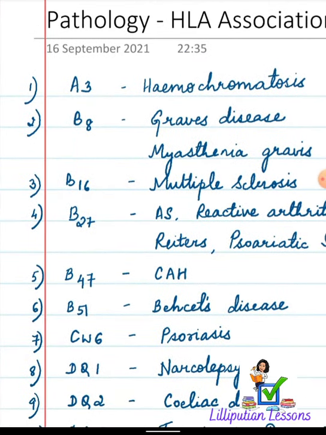So HLA-A3 is associated with hemochromatosis. How you will remember this is by remembering that A3 is equal to Fe3 plus. Right, so this 3 and this 3 are going to match, right? So that is one way to remember it.